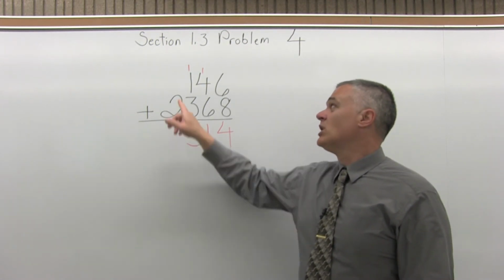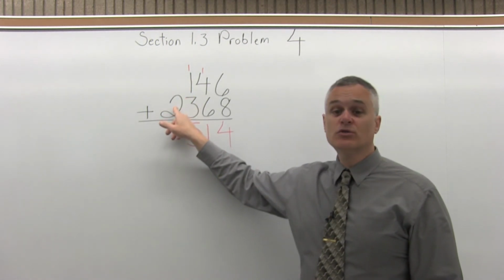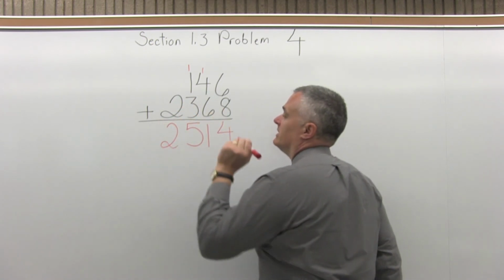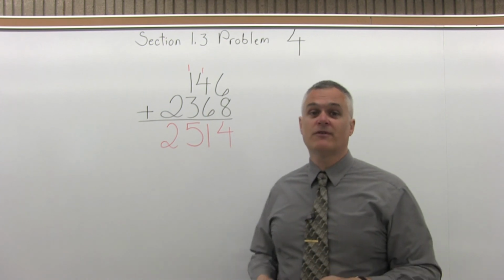And in the far left column, you have nothing at all plus 2, which is just 2. So the final answer is 2,514.